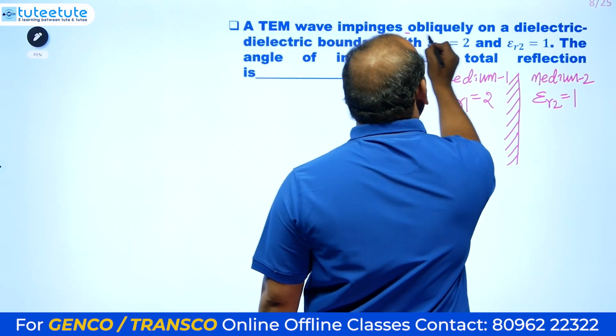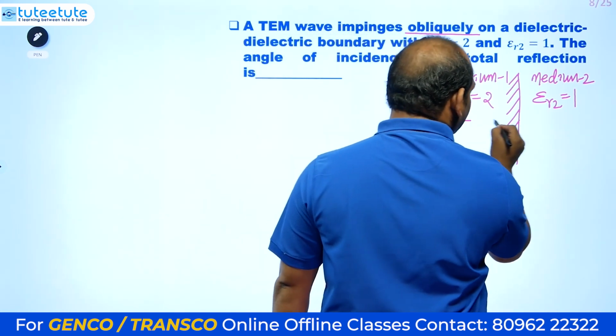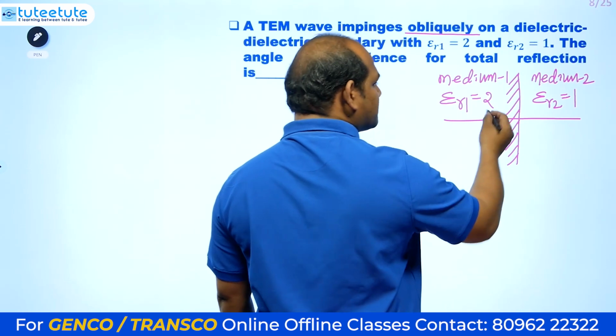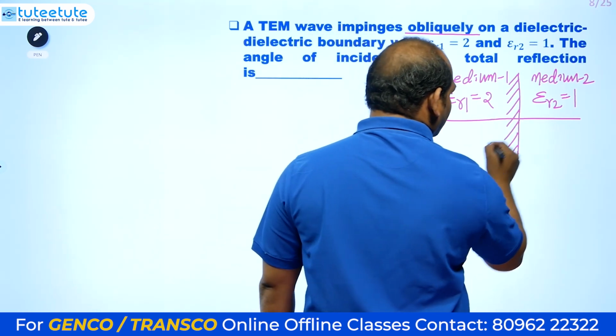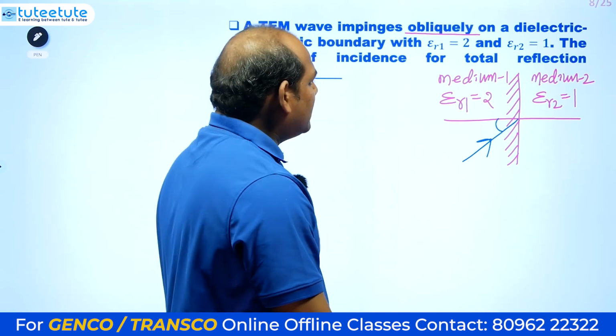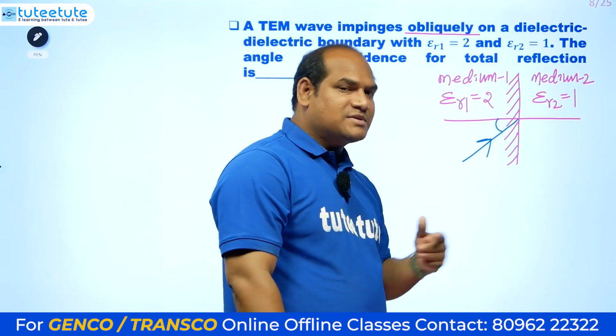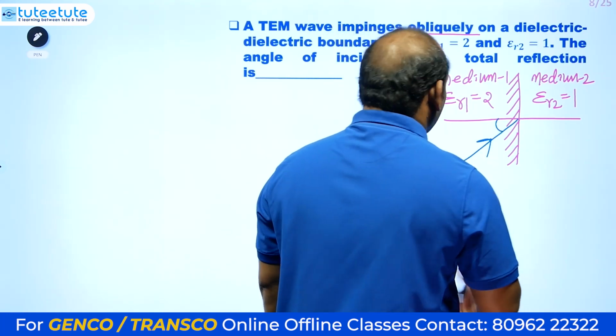And this particular electromagnetic wave is incident obliquely. So this is the normal to the interface, and with respect to this normal, the incident wave is making some angle. That is called oblique incidence. So we are not sending it normally. It is making some angle with the normal, and that is called oblique incidence.